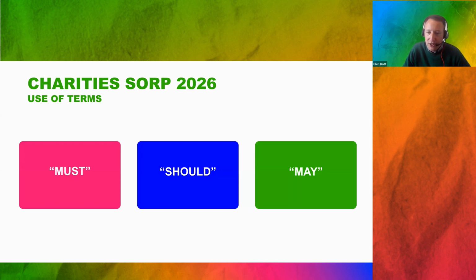And then the final terminology is may. This is typically used where there's either a choice in terms of an accounting treatment, so you may do something one way or you may do it the other, but also where it's quite a low requirement. They say, in an ideal world, you'd include it. For some charities, it may be relevant. For others, it may not. So it's almost the lowest level of whether something needs to be included or not. You've got more flexibility around that may one.